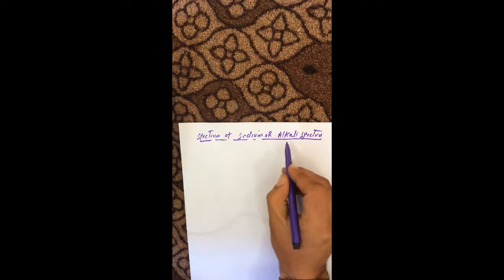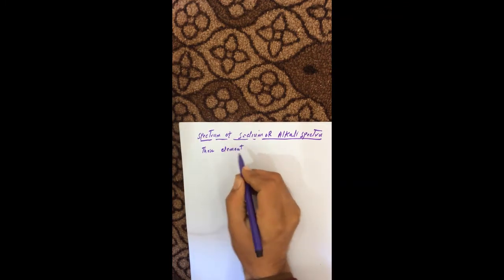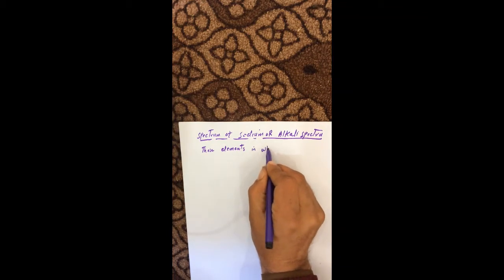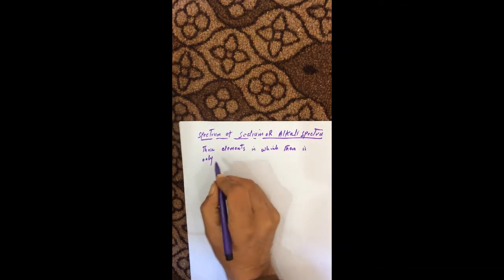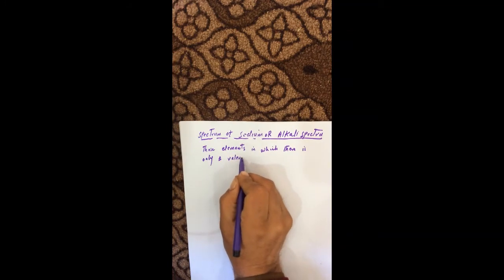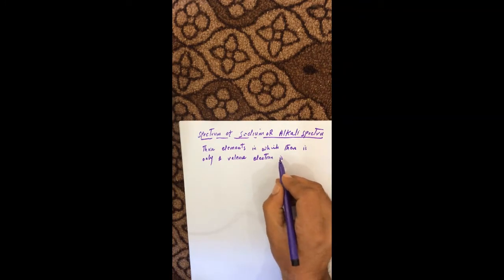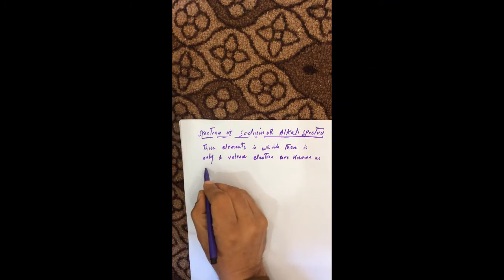Okay guys, next we have the spectrum of sodium, the alkali spectrum. What are the alkali elements? First I will define alkali elements. Those elements in which there is only one valence electron are called or known as alkali elements.